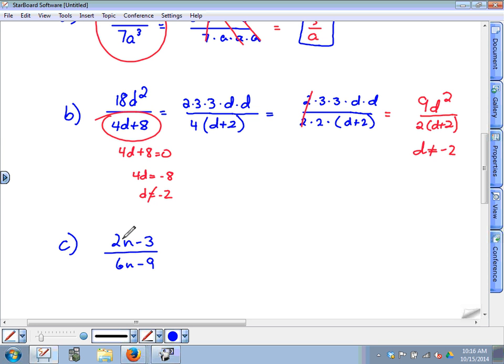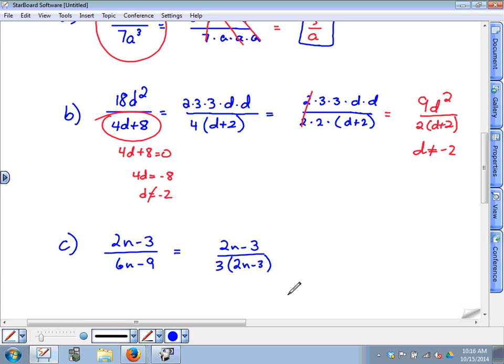So 2n minus 3, is there anything that can factor out of 2n minus 3? Besides 1? No, there's nothing to factor out of 2n minus 3, so that stays the same. But 6n minus 9, there's something that can come out of that. 3, so take out a 3. And look at that.